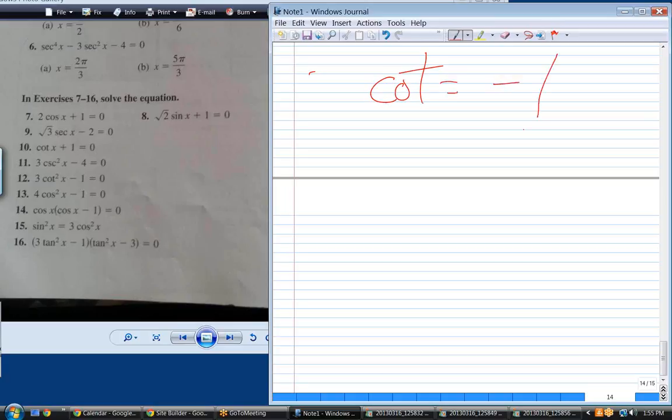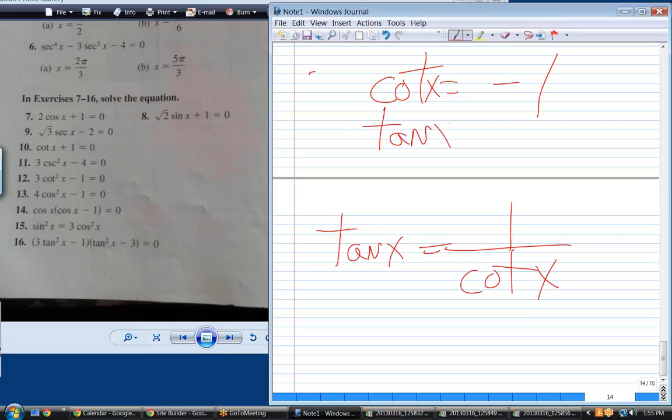Where is that true? The inverse of tangent. I don't know tangent very well. Well, cotangent is the reciprocal of tangent. So if the cotangent of x is equal to minus 1, and the tangent of x equals 1 over the cotangent of x, then the tangent of x has to be equal to minus 1 also. In other words, it's the reciprocal, and the reciprocal of minus 1 is minus 1.